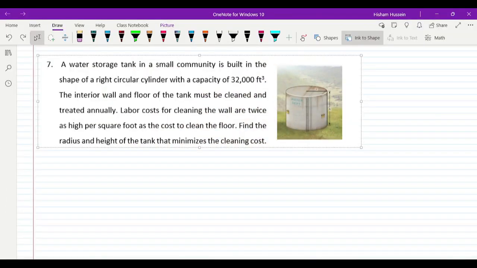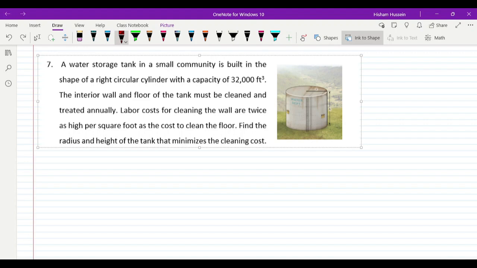In problem 7, a water tank in a small community is built in the shape of a right circular cylinder with a capacity of 32k feet cube. The interior walls, the inside walls, and the floor of the tank must be cleaned and treated manually. Labor costs for cleaning these walls is twice as high as the cost of cleaning the floor. So find the radius and the height of the tank that minimizes the cleaning cost.